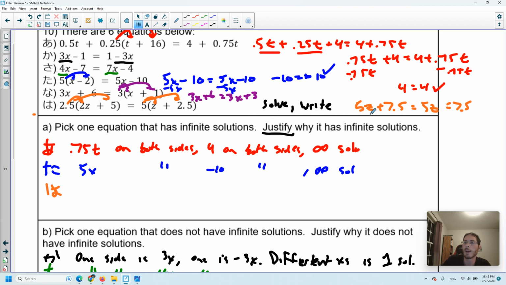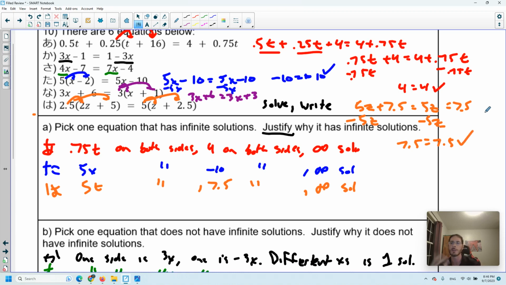And then we got 5t and 5t are the same. So 5t on both sides. And then my numbers are 7.5 on both sides. So we must be infinite solutions. If we want to continue to solve it out, again, we have to get rid of the letters. So we're going to do minus 5z both sides. 7.5 is in fact the same as 7.5. So we can stop right there once we show that those two numbers are the same.